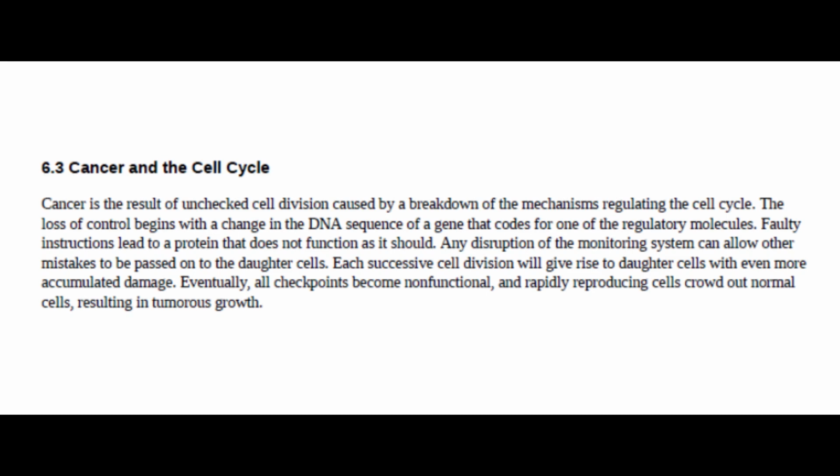Any disruption of the monitoring system can allow other mistakes to be passed on to the daughter cells. Each successive cell division will give rise to daughter cells with even more accumulated damage. Eventually, all checkpoints become non-functional, and rapidly reproducing cells crowd out normal cells, resulting in tumorous growth.